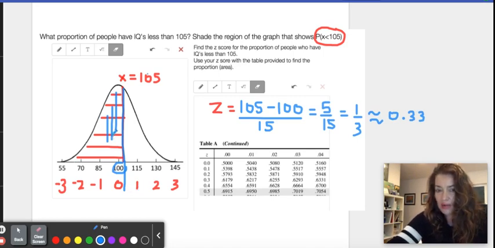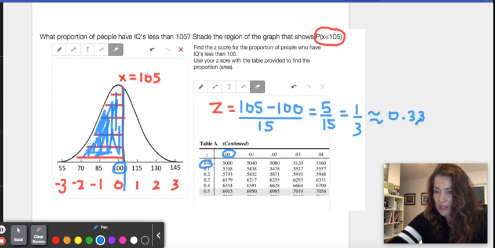Now, what is the area in this region? Well, because we can't use the empirical rule, we can only estimate it. We can use this table to look up what the area is for a z-score of 0.33. Now, what you see here in this table, that is the area under the curve. So you can see that a z-score of 0.0 just means that is 50%, which makes sense because half of your observations are 50% below the mean and 50% above the mean.